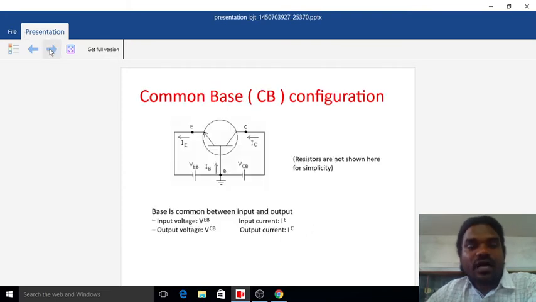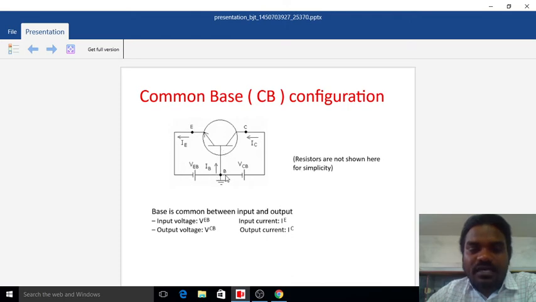Next, I am going to talk about the common base configuration. In short, it is CB configuration. That means this is the emitter and base, and this is the emitter and collector, and the base is made common for the emitter and collector, and it is connected to the ground, so it is also named grounded base configuration. Now this base is ground.